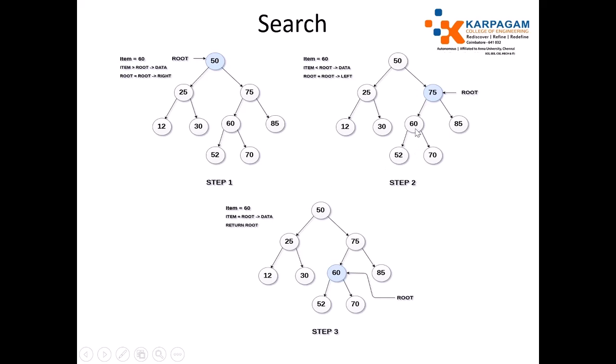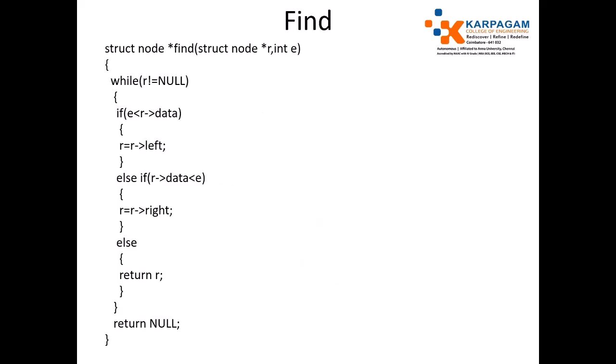Next, here we have 60, no? 60 is compared with 60, so it is equal, no? This is the element we want to search, so it will return the address. Just return the root node address. That's all. So in this way we can search the element. Now the implementation of this code.